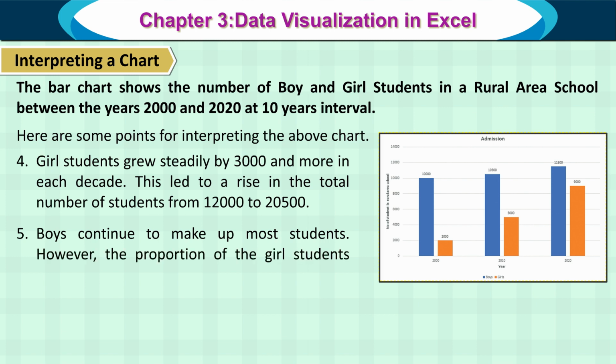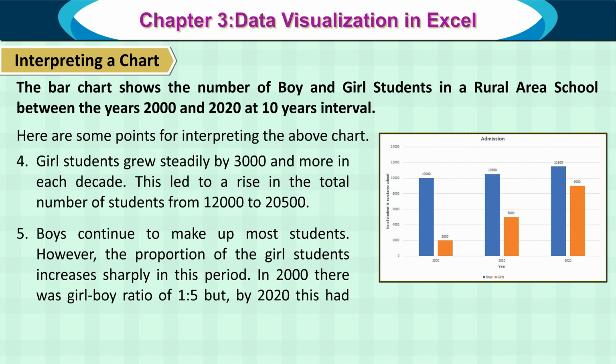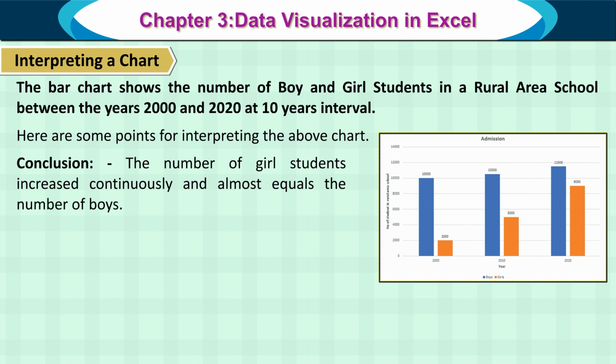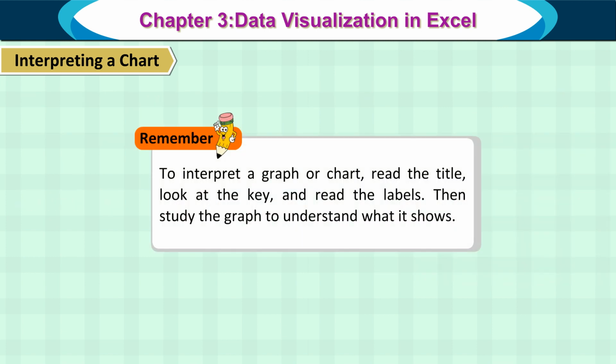However, the proportion of the girl students increases sharply in this period. In 2000, there was a girl-boy ratio of 1:5, but by 2020, this had narrowed to 1:1. Conclusion. The number of girl students increased continuously and almost equals the number of boys. Remember, to interpret a graph or chart, read the title, look at the key, and read the labels. Then study the graph to understand what it shows.